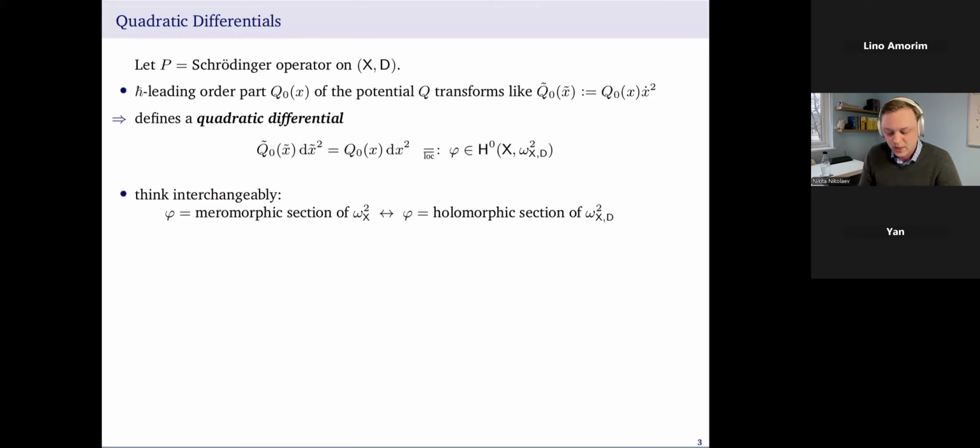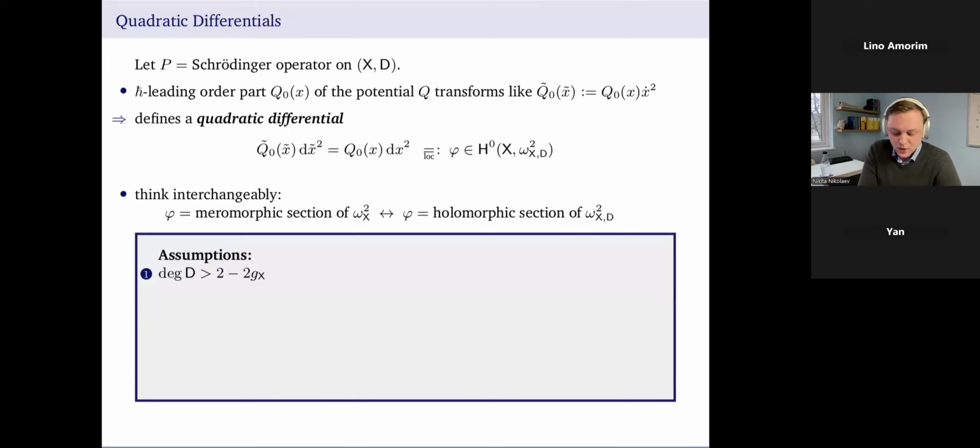I'm saying that it's a global holomorphic section of this line bundle, but it's a meromorphic quadratic differential. I'm just thinking interchangeably of phi as a meromorphic section of the standard line bundle of quadratic differentials, or a holomorphic section of the logarithmic quadratic differentials. And okay, so here let me state all the assumptions that I'll actually need for my main result in a few slides.